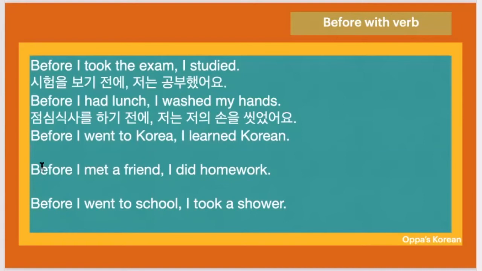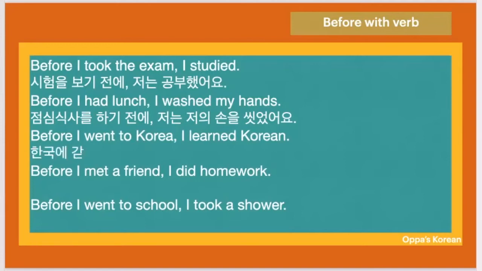Another example, before I went to Korea, I learned Korean. To go to Korea is 한국에 가다. The verb is 가다, to go. The stem is 가. So 가기 전에, I learned Korean, 저는 한국어를 배웠어요. 배우다 is the present tense. 배웠어요 is the past tense.